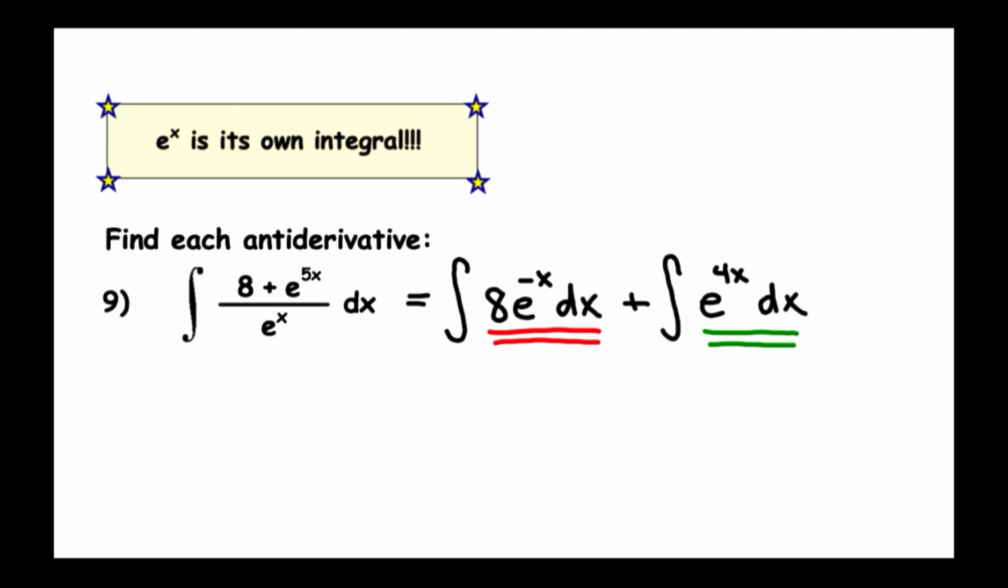And this green integral comes from this. E to the 5x divided by e to the x. Remember, when you divide powers, you have to subtract the exponents. So 5x minus 1x is the 4x. All right, now we can do each one of those separately, and each one has a u sub that has to be done.